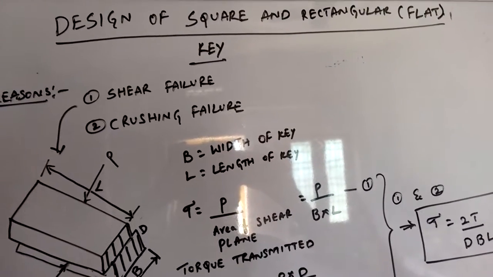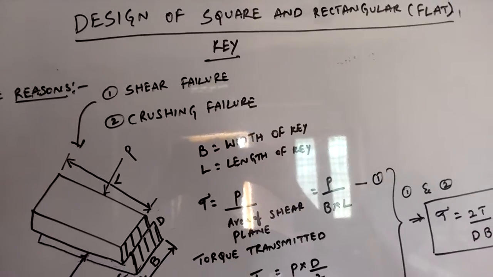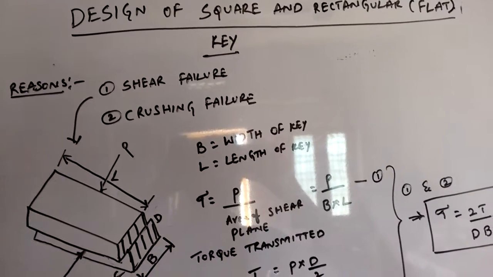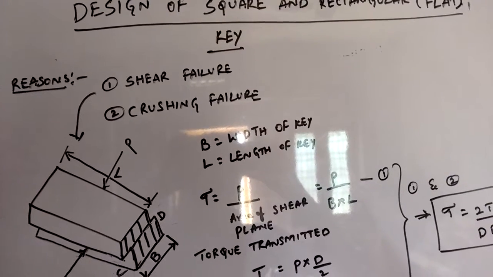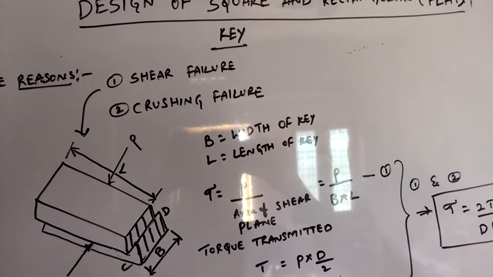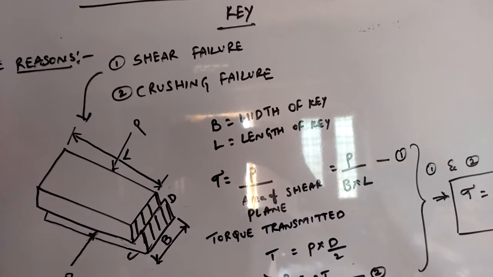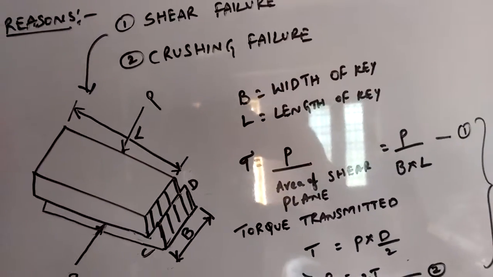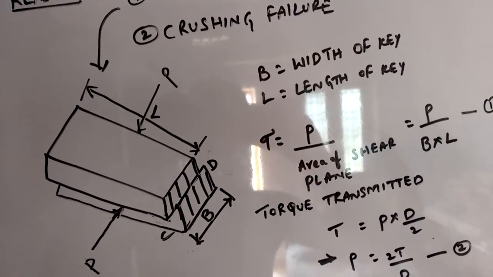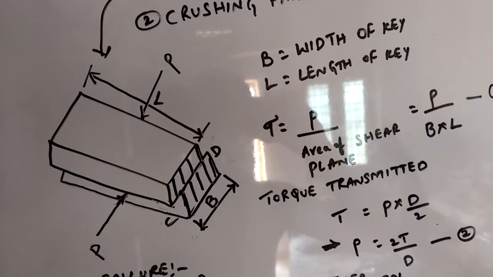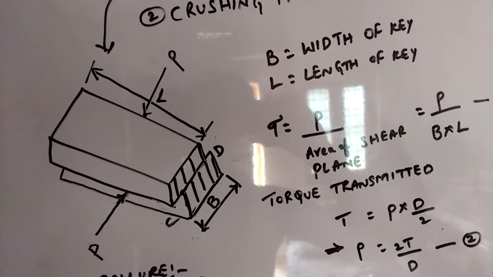We will discuss the design of a square and a rectangular or flat key. Generally, square and rectangular keys fail because of two reasons: the shearing action or the crushing action. Now, when you take this rectangular or square key, the load acting on the key is tangential to the diameter of the shaft.